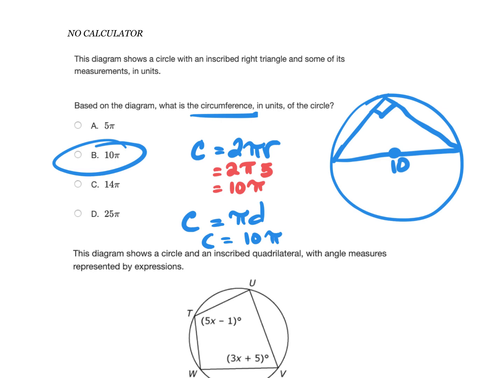This is what it's called when there's pi in your answer. What that means is that you do not need to multiply by 3.14. The pi in the answer removes the requirement of multiplying the diameter, or 2 times the radius, by 3.14. This is what's called leaving your answer in terms of pi.